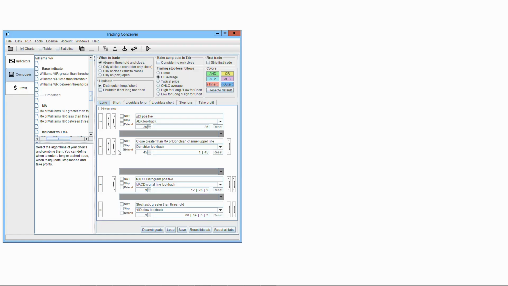Suppose you pinpointed 4 algorithms you like to follow and you trust them the same way. You can open a long position when 2 of them are true, confirming each other, without waiting for all 4 conditions to be met, which could happen too late. So you can use the at least 2 operator.